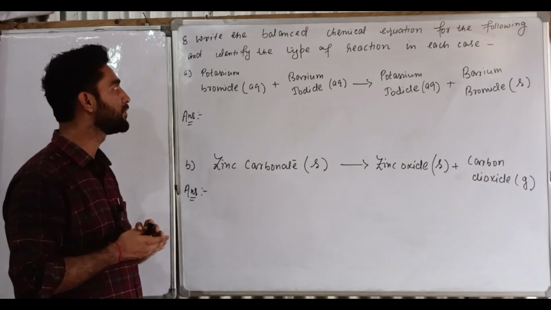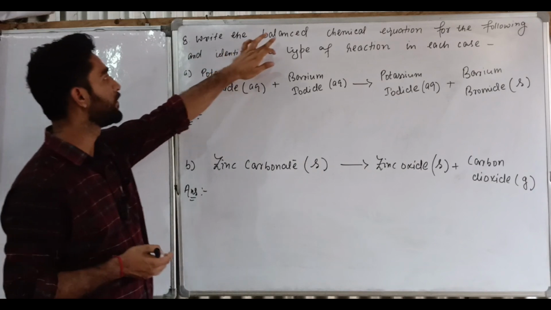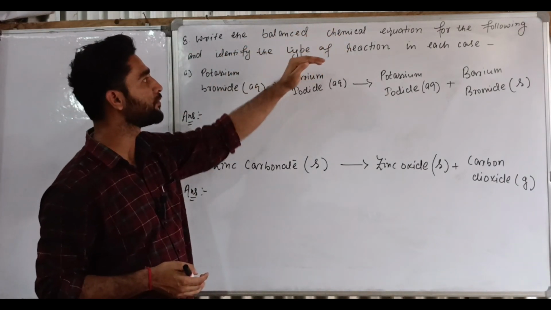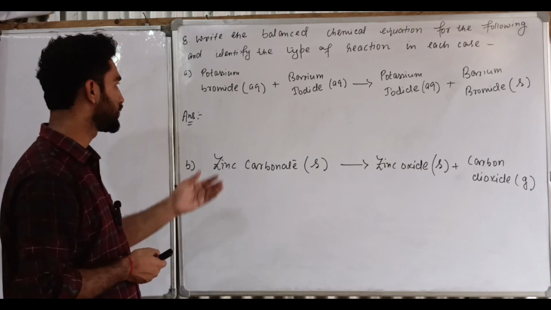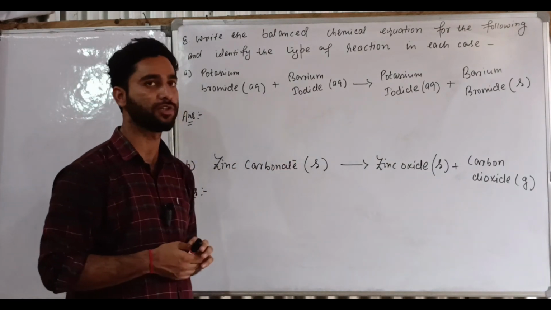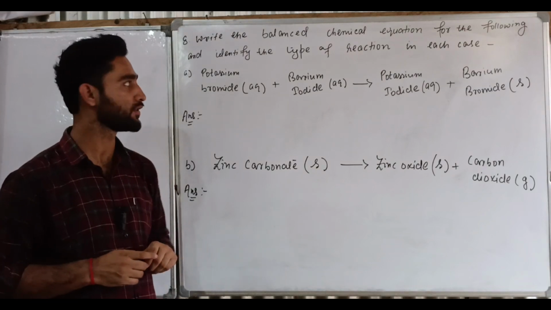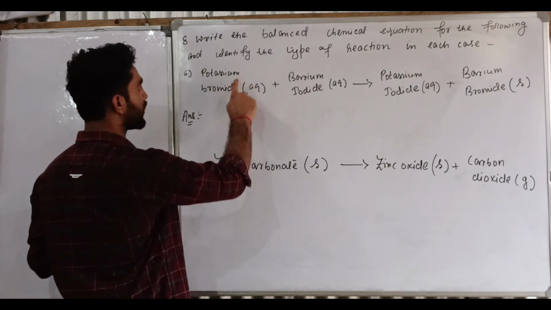Okay, now let's see the question number 8. So write the balanced chemical equation for the following and identify the type of reaction in each case. So first we have to balance this chemical equation and then we have to tell what type of chemical equation. So the first equation is potassium bromide.